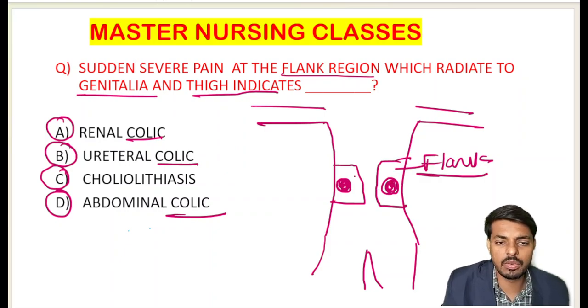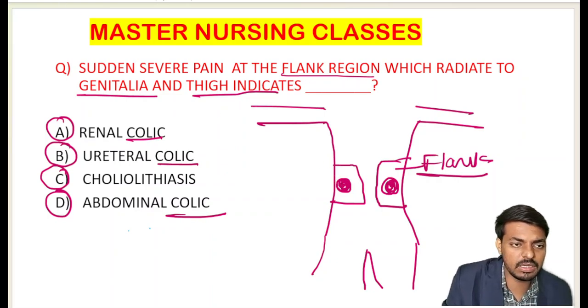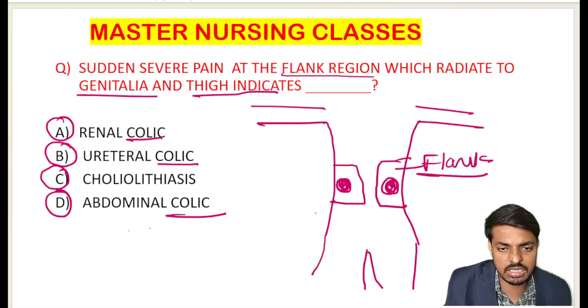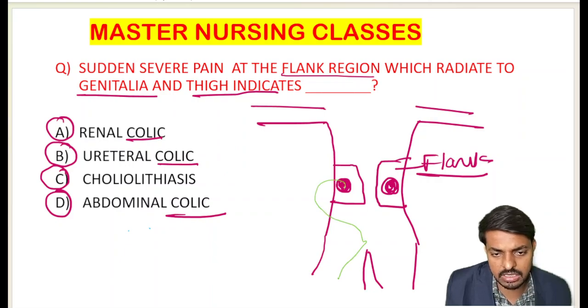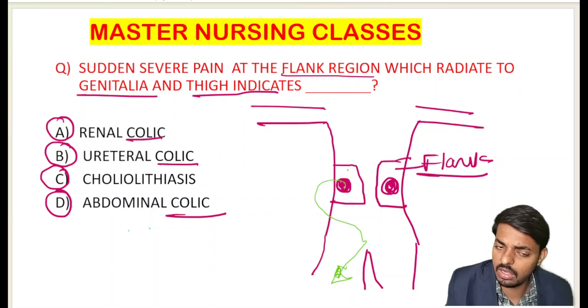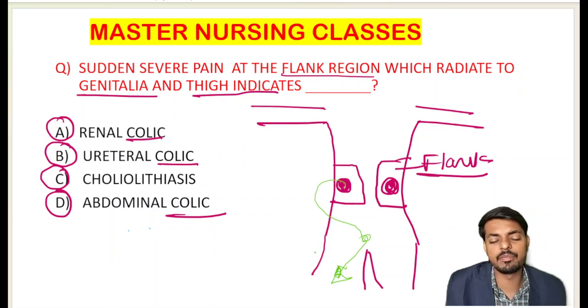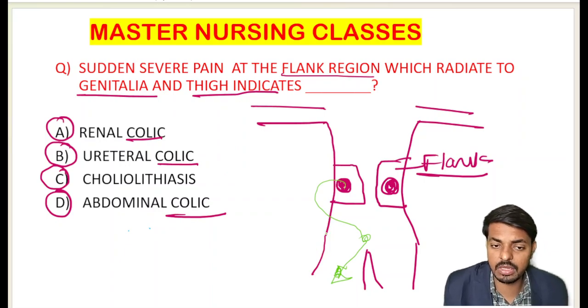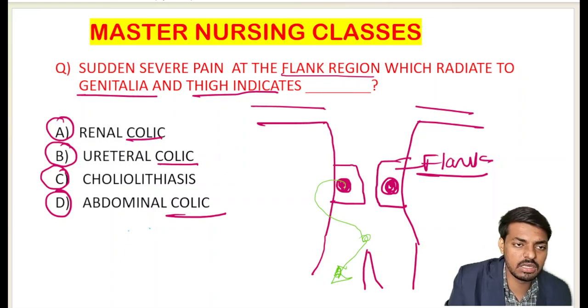When the pain occurs suddenly in the flank area and radiates to the genitalia and the thigh, how is the pain radiating? It radiates from the flank area to the genitalia and to the thigh. So what is the condition where we see this characteristic of pain? Option A is renal colic. Students, what happens in renal colic?